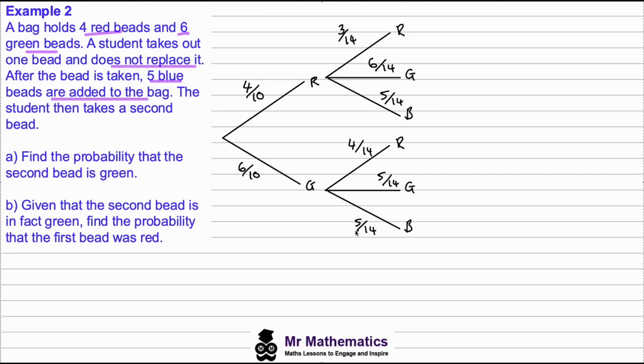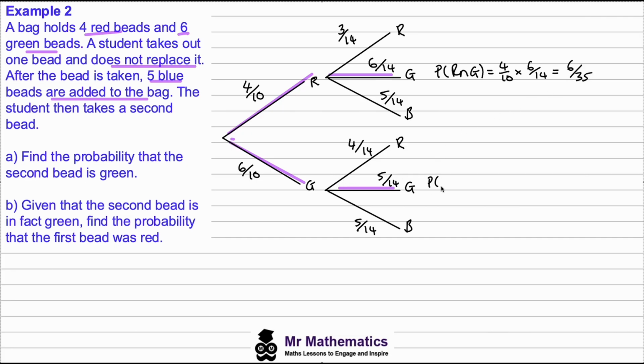Find the probability that the second bead is green. So we want a red followed by a green, or a green followed by another green. So a red, then a green, will be the 4/10 multiplied by the 6/14. And this works out as 6/35.